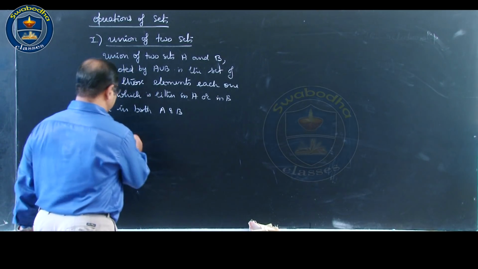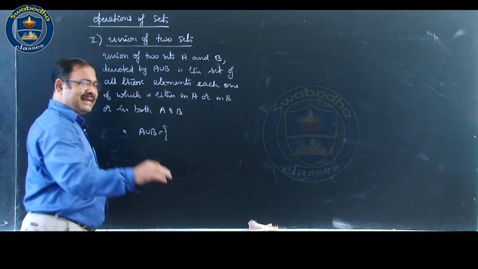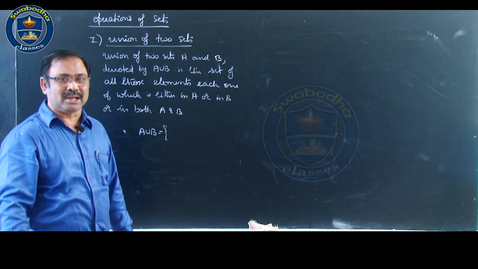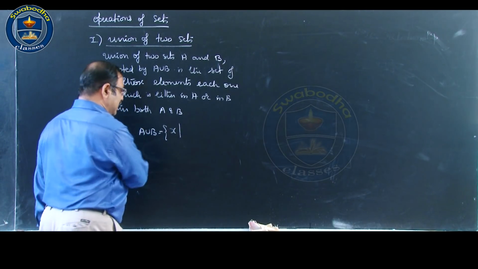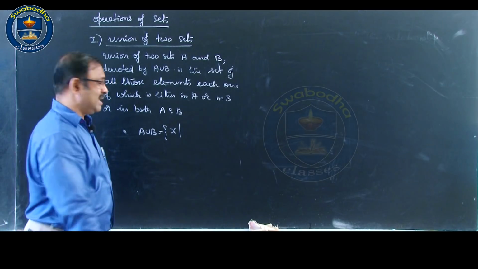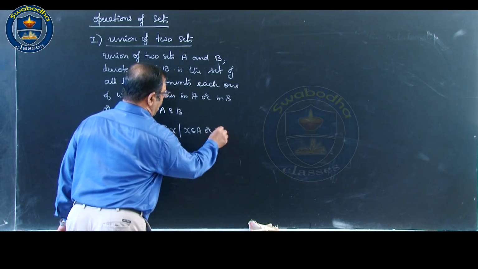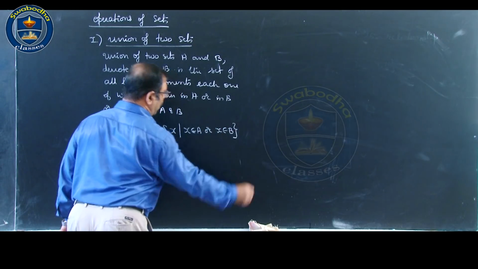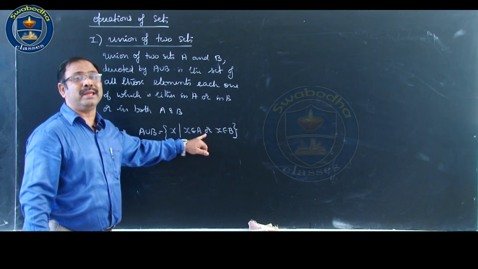Now we can write like this. See, that is A union B. Let us represent it by means of a set theoretic notation. A union B is a set of all x such that x belongs to A or x belongs to B. Look, when writing here, this term is also very important.